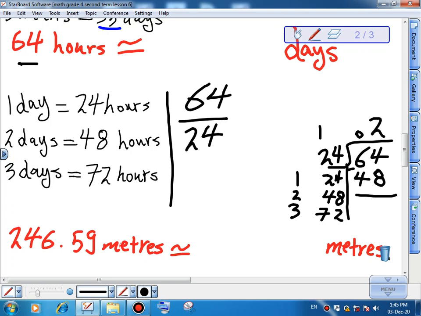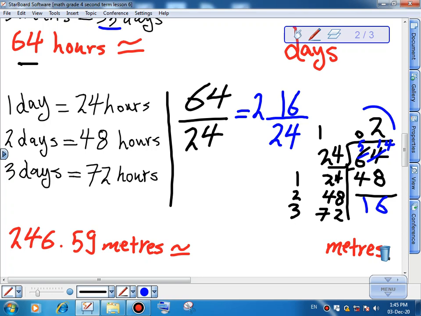Then subtract 4 minus 8, we can borrow, 14 minus 8 will be 6. 16 cannot be divided by 24 because it's smaller than 24. We have only 2 days in the whole part, and 16 hours remainder out of 24.